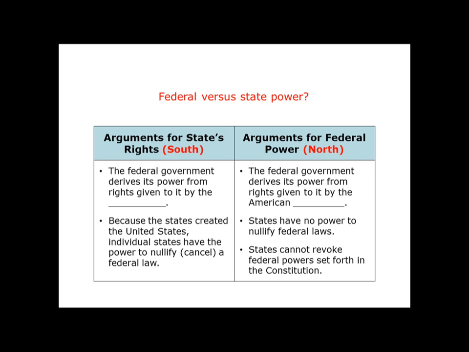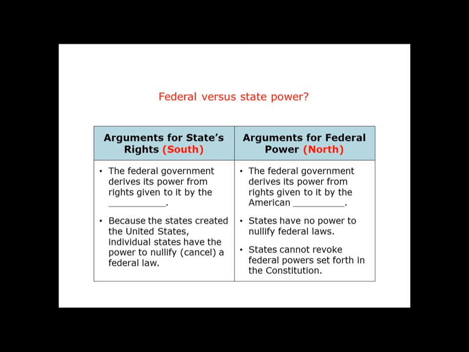Arguments for federal power in the North. The federal government derives its power from rights given to it by the American people. States have no power to nullify or cancel federal laws, and states cannot revoke federal power set forth in the Constitution. Remember, this is not 1860, a year from the Civil War.